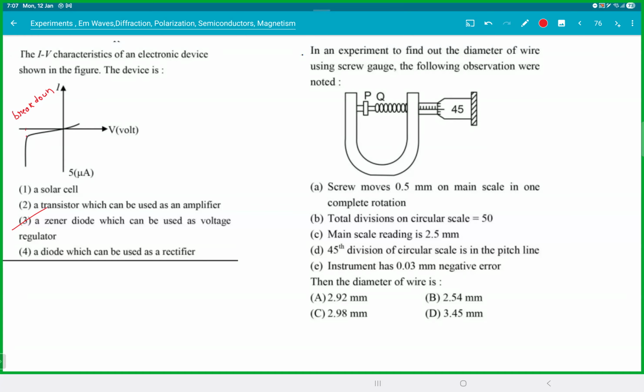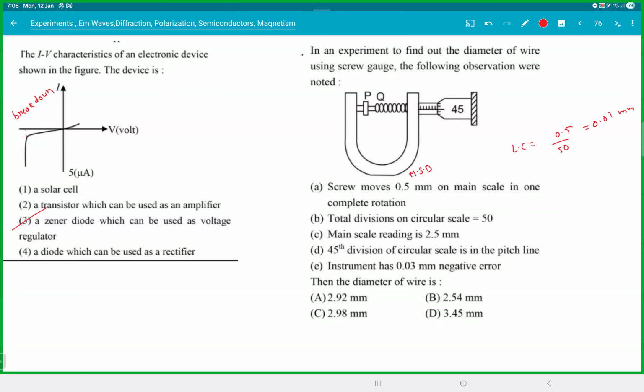What about this thing? In an experiment to find out the diameter using a screw gauge, the following observations are noted. The screw moves 0.5 mm on the main scale in one complete rotation. So this is your main scale division. Total divisions is 50. So least count will be main scale division 0.5 by 50, that is 0.01 mm. Main scale reading is 2.5 mm. Okay. And the instrument has 0.03 mm negative error. So the correction is positive. So how much should I add actually?